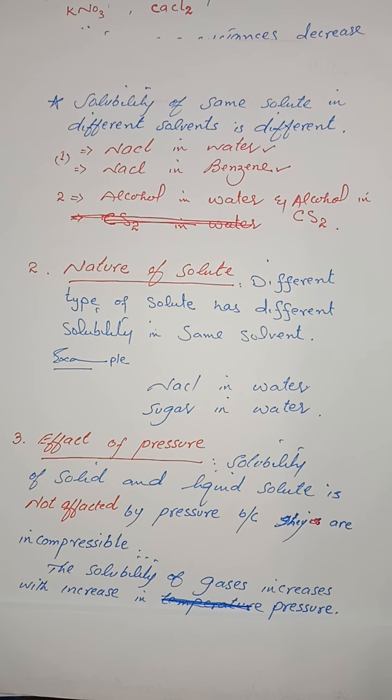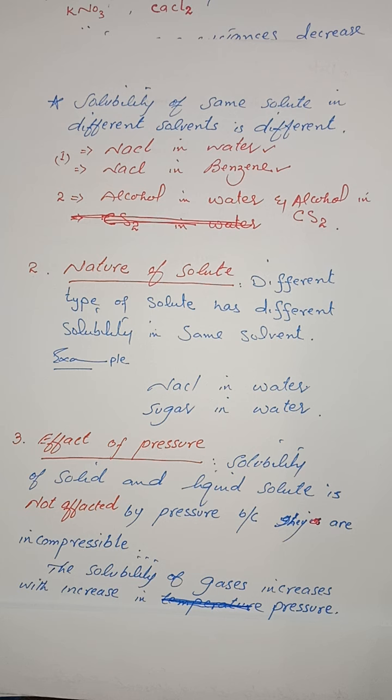So let me summarize the nature of solute and solvent. Number one, ionic and polar substances are soluble in polar solvents. For example, sodium chloride, potassium chloride, sodium carbonate, all are ionic. Similarly, sugar and glucose are polar. And all these compounds, whether they are ionic or polar, are soluble in water because water is also a polar compound. Number two, non-polar covalent substances are soluble in non-polar solvents.